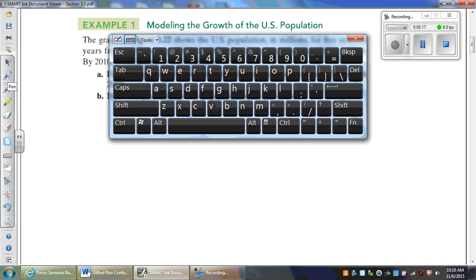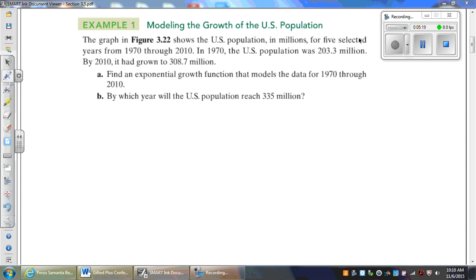Who would like to read the problem? Okay, thank you, Bruce. The graph in figure 3.22 shows the U.S.